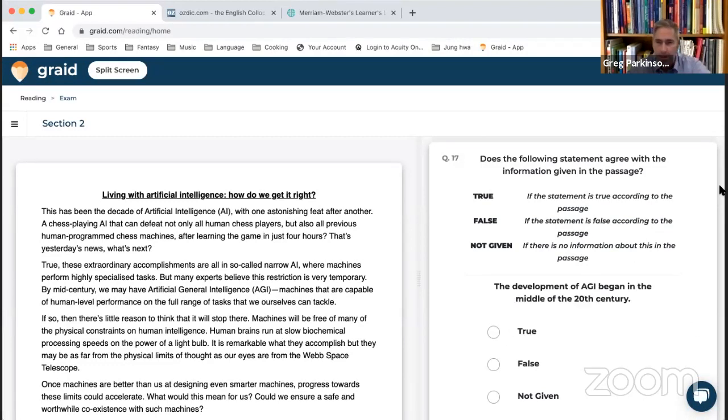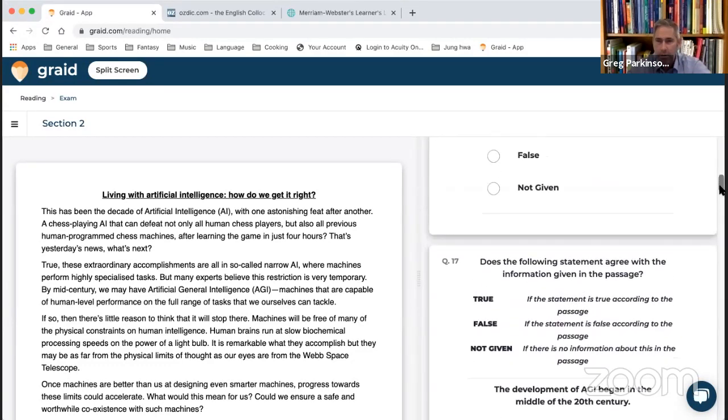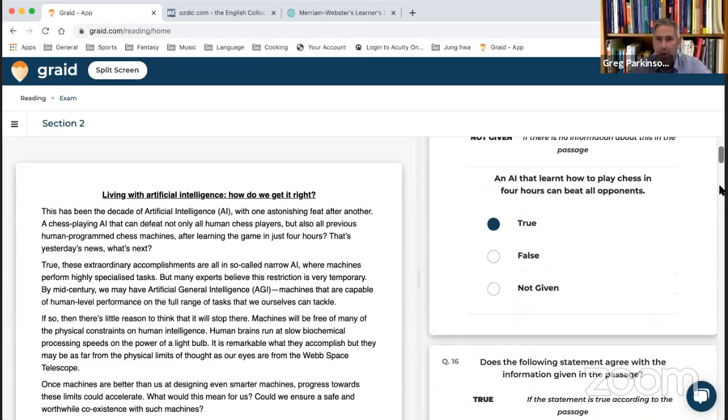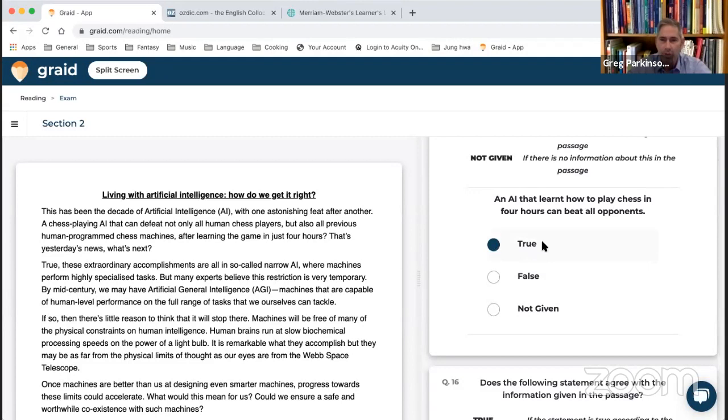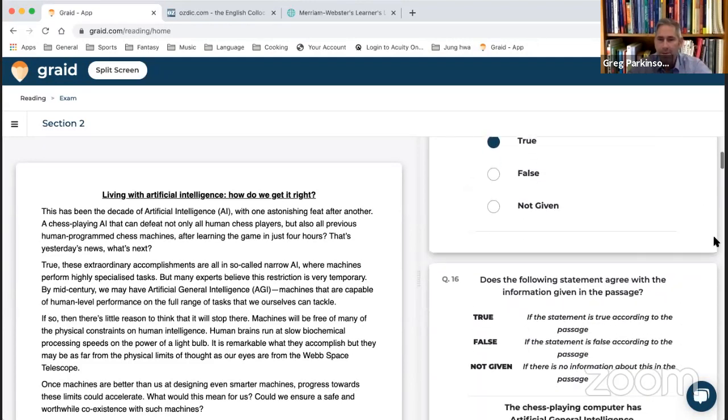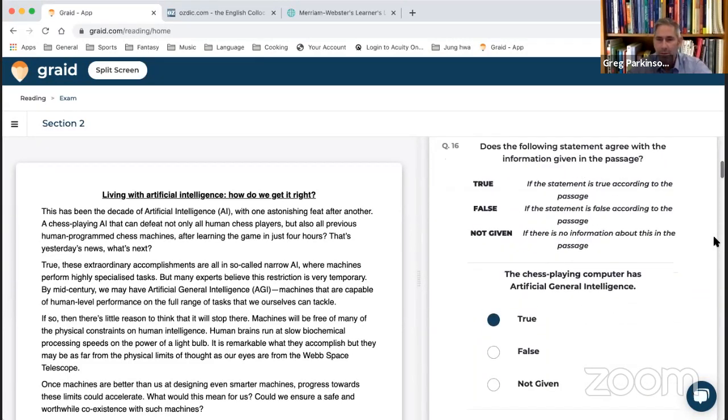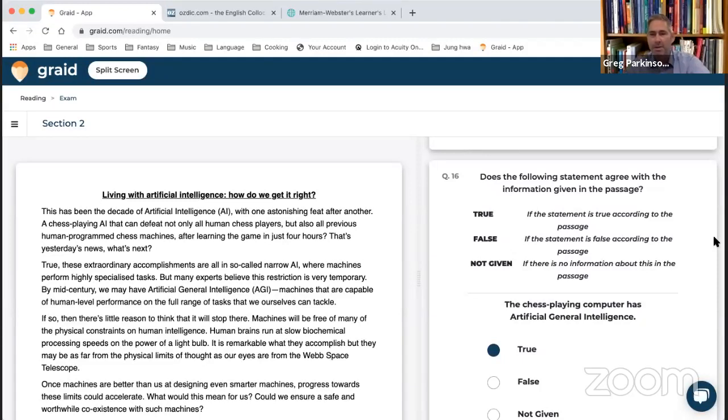Whoops, what happened here? Okay, so I've put true here. Okay, then we go down to 16. I must have clicked that by mistake, so ignore that. That might not be the answer yet. We need to check. The chess playing computer has artificial general intelligence, right?